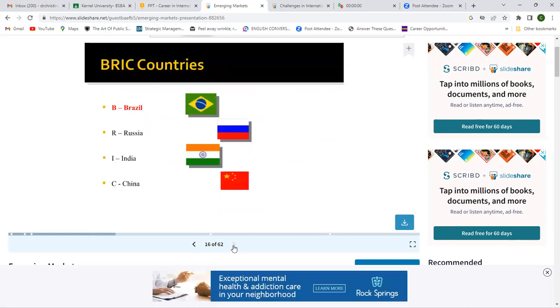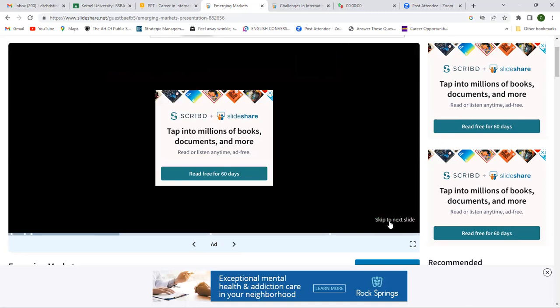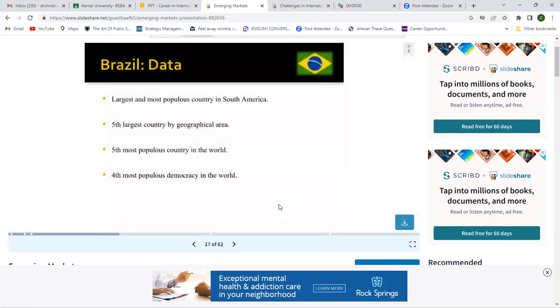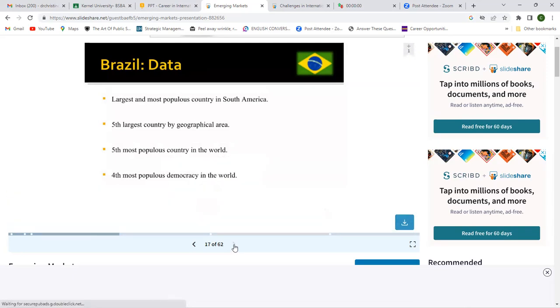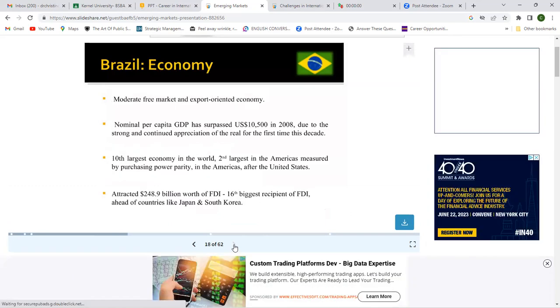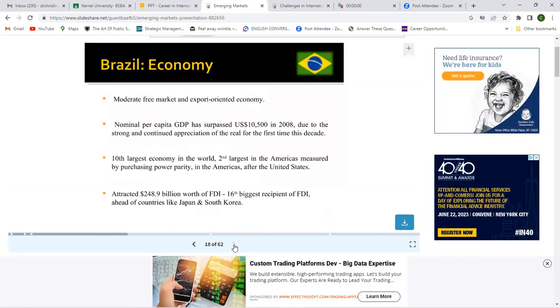The BRIC countries: Brazil, Russia, India, and China. We have Brazil data. It is the largest and most populous country in South America, the fifth largest country by geographic area, the fifth most populous country in the world, and the fourth most populous democracy in the world. It has a moderately free trade, free market, and export-oriented economy.